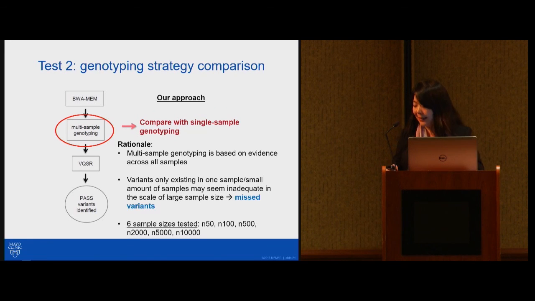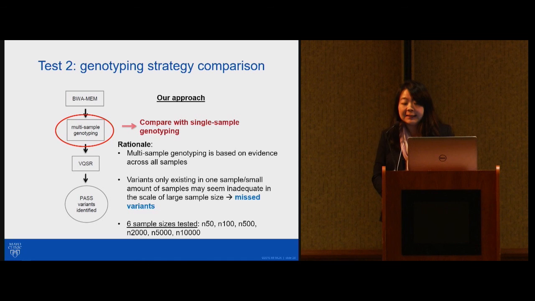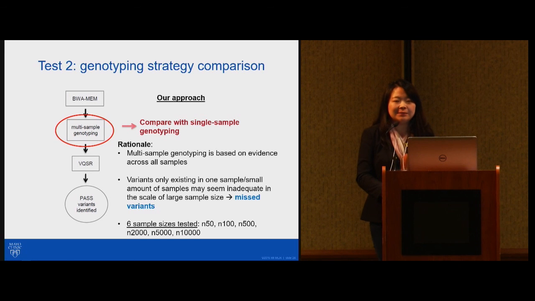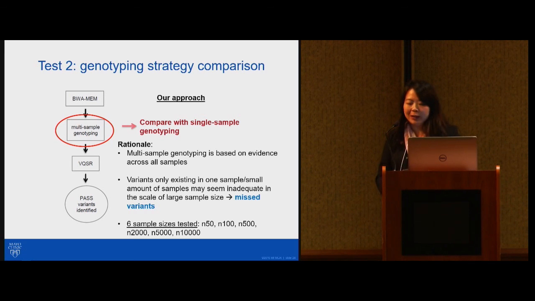Now moving on to our second test, which is genotyping strategy comparison. Here, in addition to multi-sample genotyping, we also performed single-sample genotyping, which finds mutations based on the sample and the sample alone. This is important because multi-sample genotyping is based on evidence across all samples. So if we have a variant that's only present in one sample or a few samples, the evidence may seem inadequate in a scale of large sample size, and this type of variant could be missed. To address this question, we also tested 6 different sample sizes, starting from 50 and ending at 10,000.